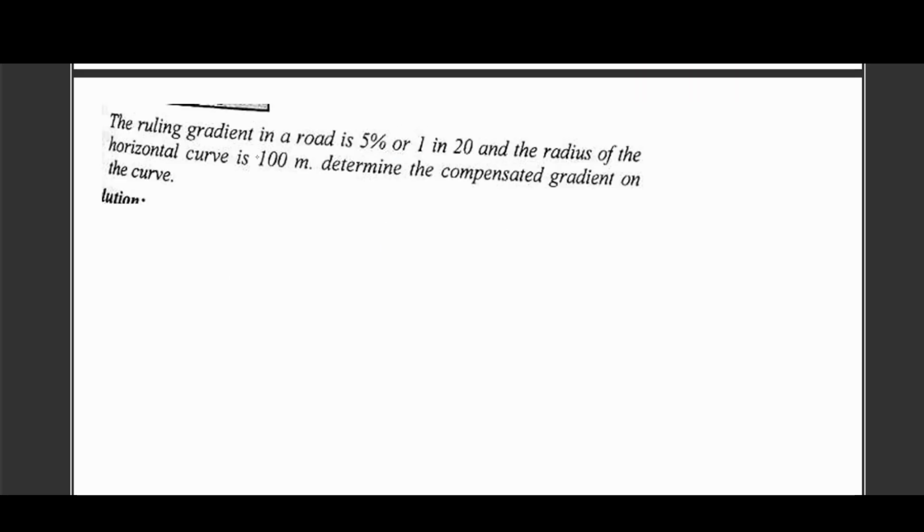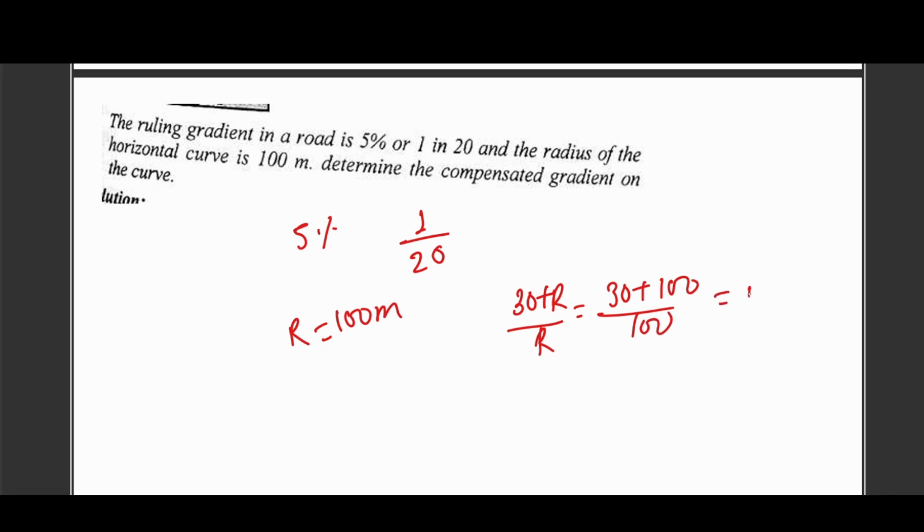So in the question we are given the ruling gradient is 5%, 1 in 20. The radius of the horizontal curve is 100 meter. So what is the compensated grade? So we know that compensated grade is the minimum of two. That is (30 + R)/R equals (30 + 100)/100. That means this will be 1.3%. And another is 75/R, that is 0.75%. So which is less? We have to take the minimum value. That is 0.75 is less. That's why our grade compensation is 0.75%.